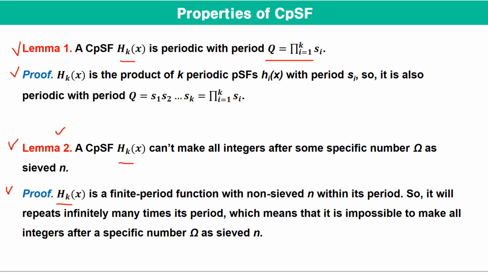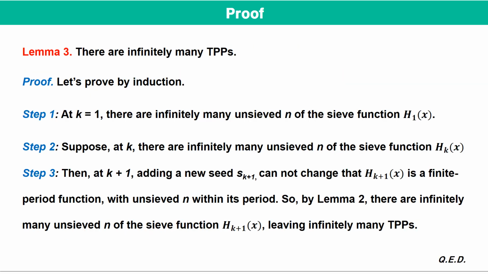Lemma 2 can be the proof of TPC. But we suggest lemma 3 as the proving lemma. There are infinitely many TPPs. Let's prove by induction. Step 1. At k equal 1, there are infinitely many unsieved n of the sieve function h1.